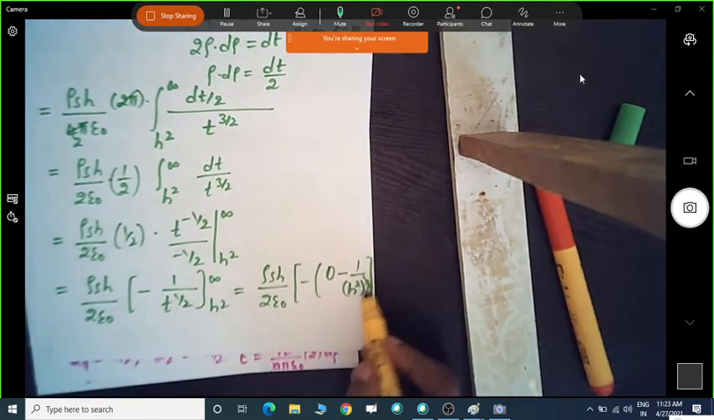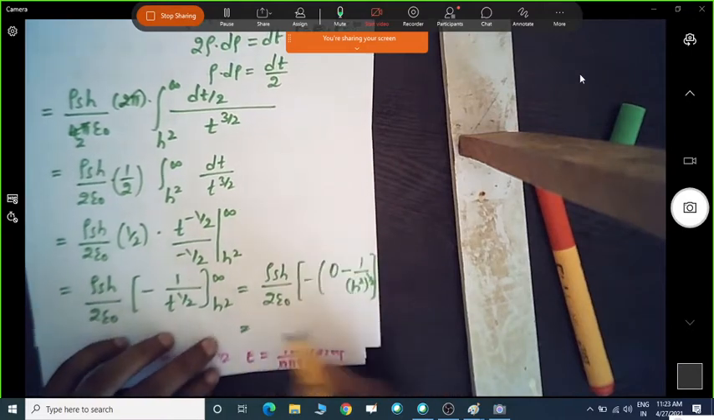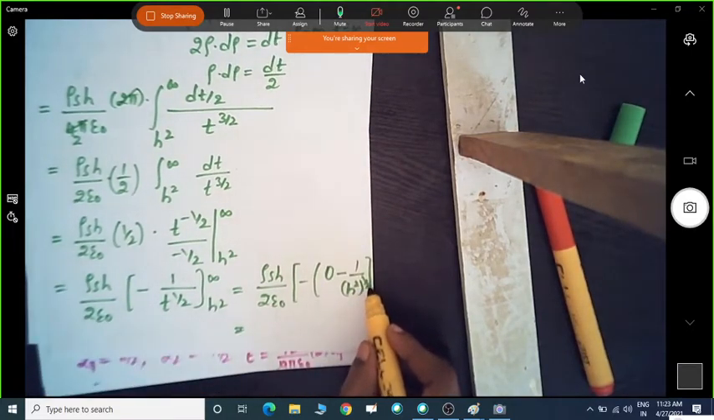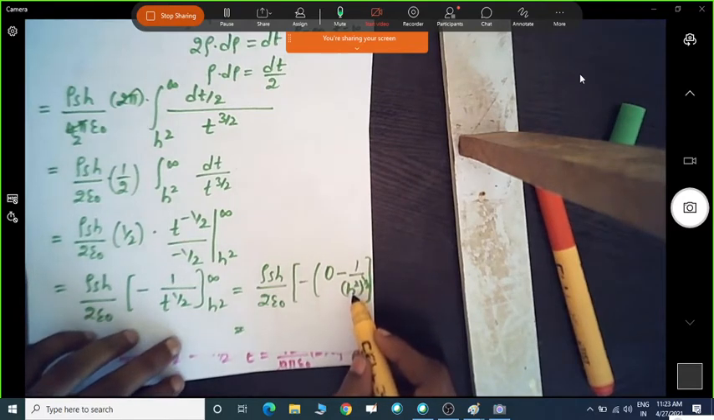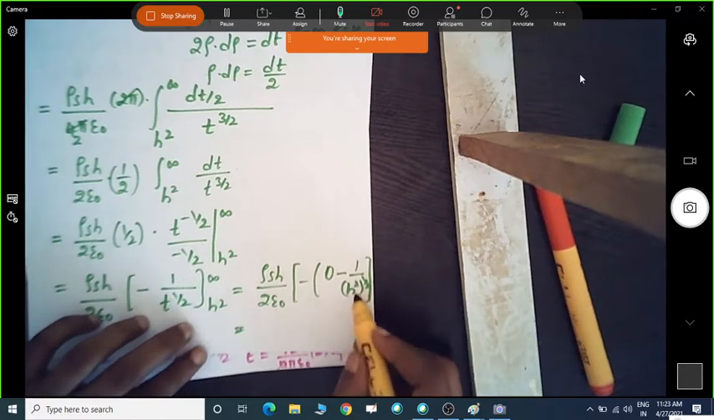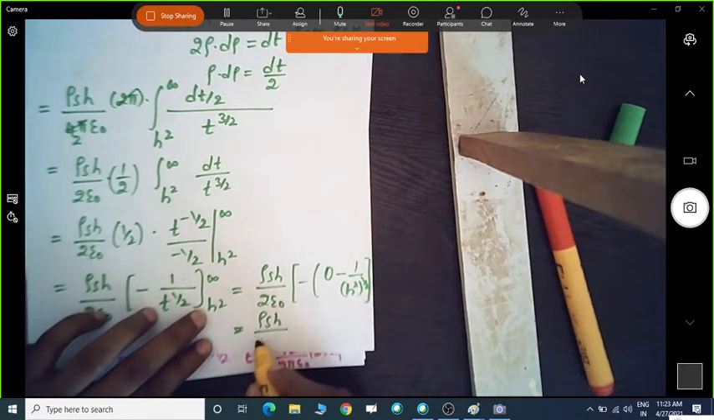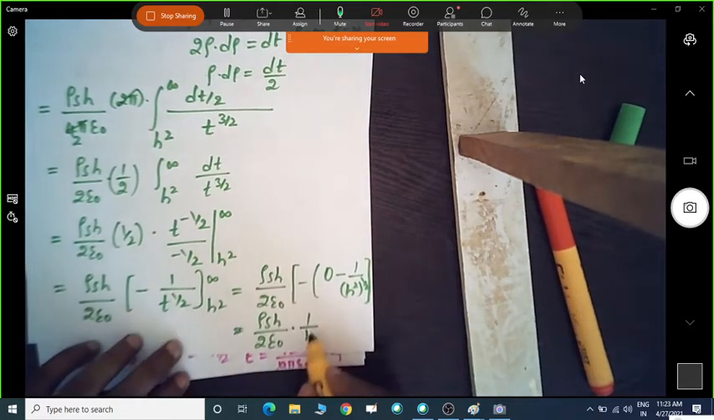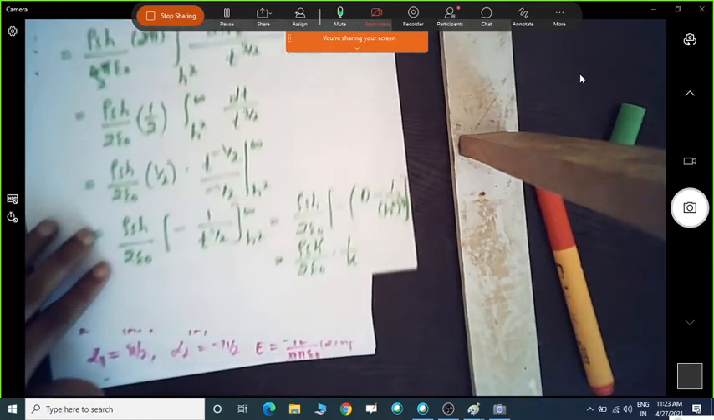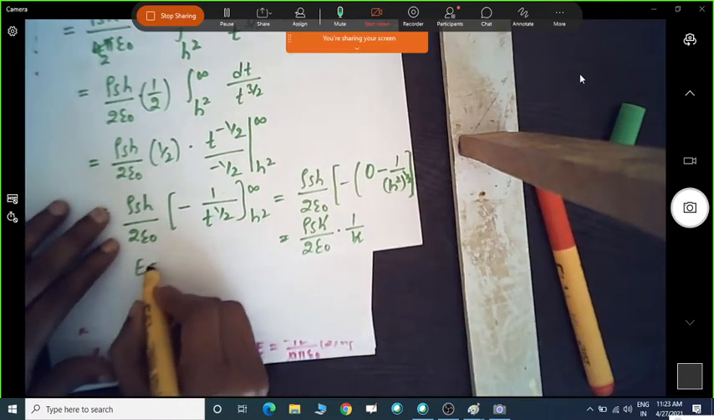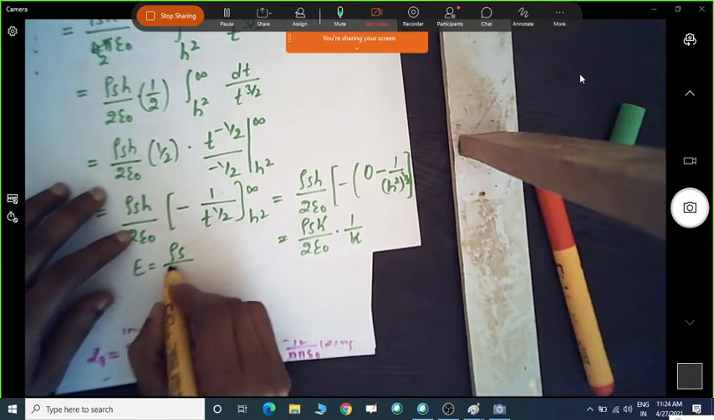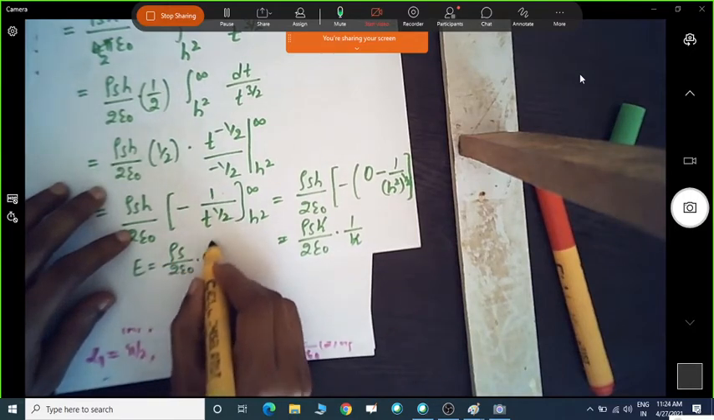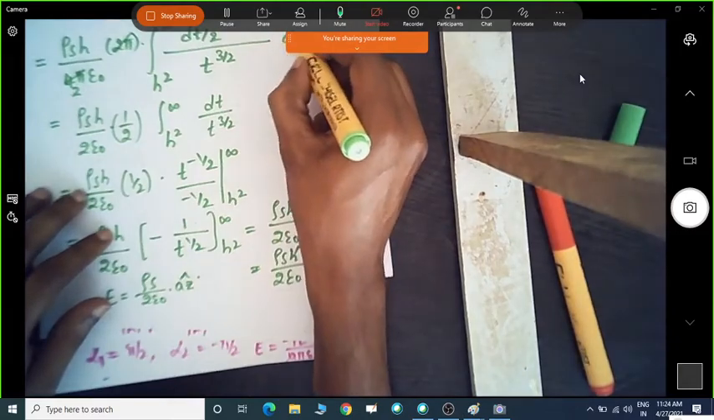Okay, so now this will become h square, and h square whole power half, so this 2 gets cancelled, it will become 1 over h, and minus of minus will become plus, so you will end up with rho s h by epsilon naught into 1 over h. Now this h and h get cancelled, so you will end up with the electric field due to infinite sheet of charge, rho s by 2 epsilon naught into az direction. So this is always in the az direction.